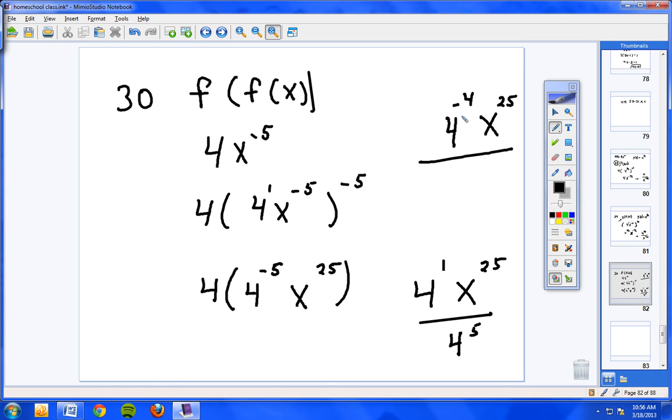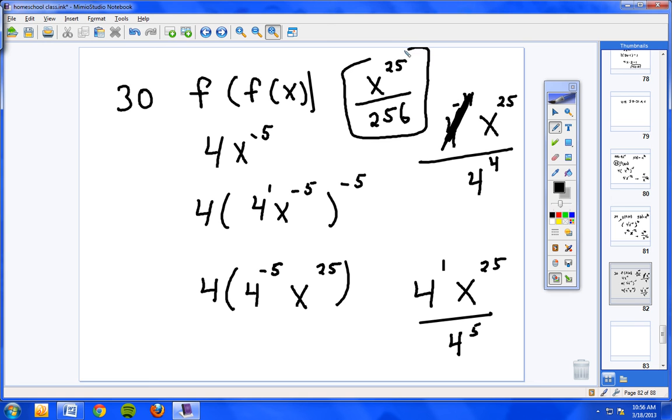Matthew, I'm kind of saying this for you now, okay? Do you see where this 4 to the negative 4 came from, Matthew? We're dividing like bases, a 4 and a 4. When dividing like bases, you write the base once up top and you subtract the exponents. 1 minus 5 is negative 4. Now you bring this down to the bottom. You have 4 to the 4th. So your final answer, I know this is really sloppy, I'm going to write your final answer right up here really, really small. Your final answer is x to the 25th over 256. And where did I get 256? 4 times 4 times 4 times 4.